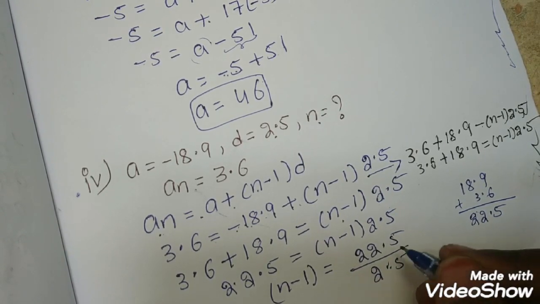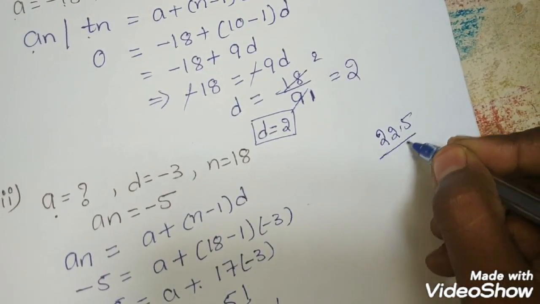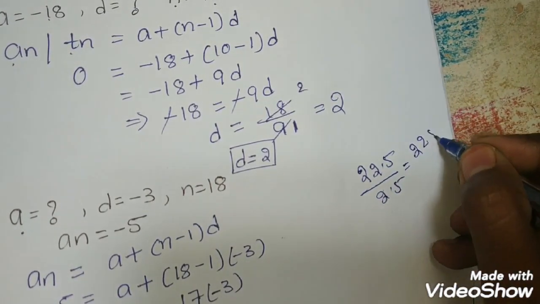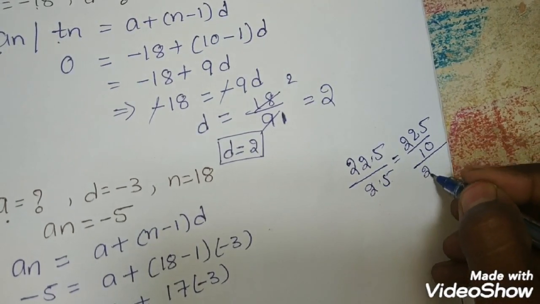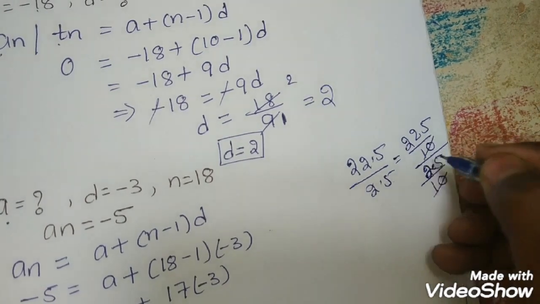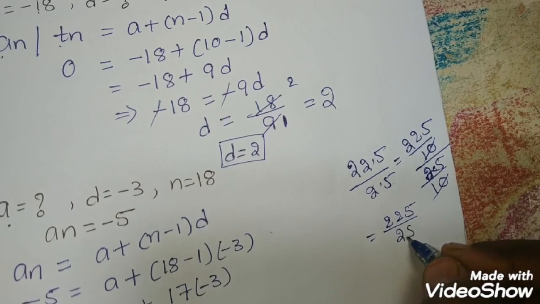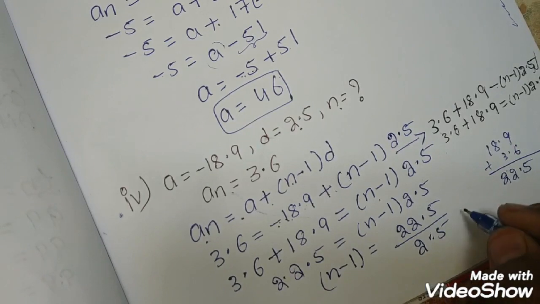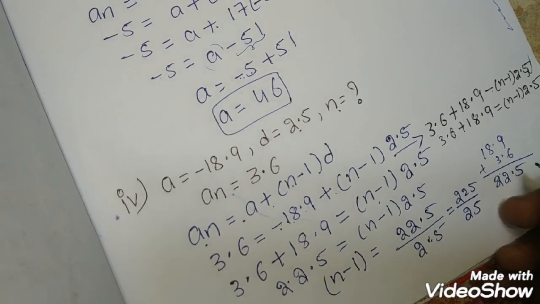See here, the point gets cancelled. Why can we cancel? Observe here one thing. 22.5 divided by 2.5, no? So 22.5 can be written as 225 divided by 10, right? Divided by 2.5, which can be written as 25 by 10. So now 10 gets cancelled. What will become here? 225 divided by 25 we get. So write down here like that. What do we get here? 225 divided by 25.